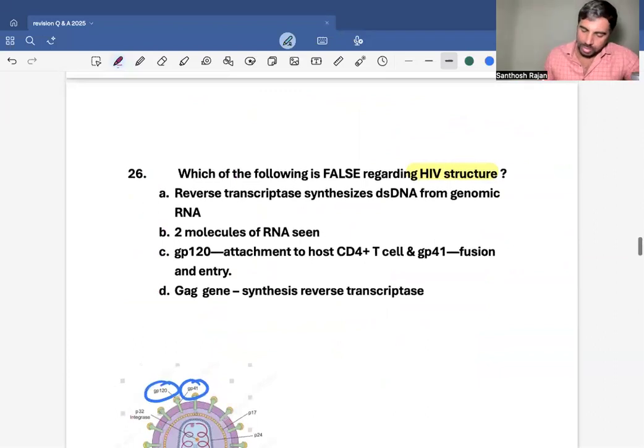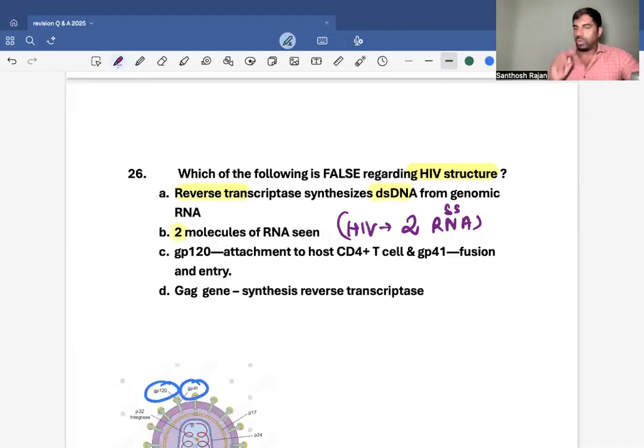Now, reverse transcriptase: which is the false statement they asked. Reverse transcriptase synthesizes double-strand DNA from genomic RNA? Yes, definitely. That's the main reason for reverse transcriptase. Two molecules of RNA, definitely this is very unique. Only HIV has this type of thing. Among RNA viruses, only HIV has two single-stranded RNA molecules. All other viruses have only one.